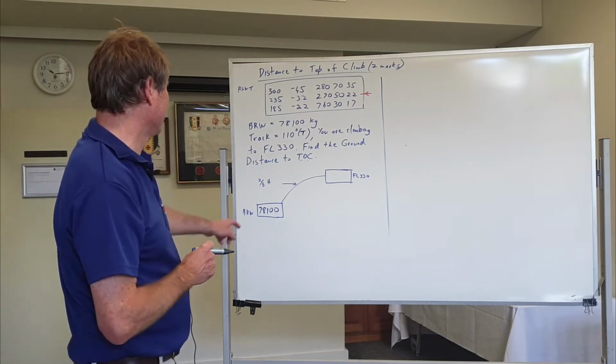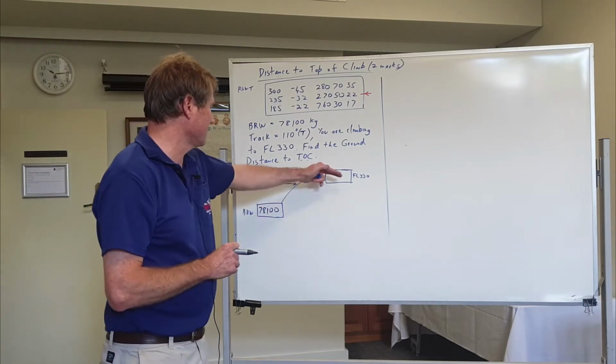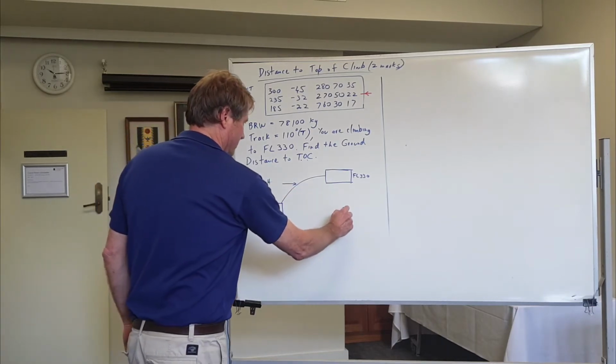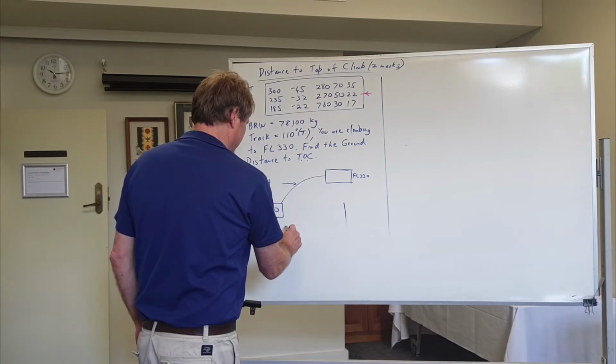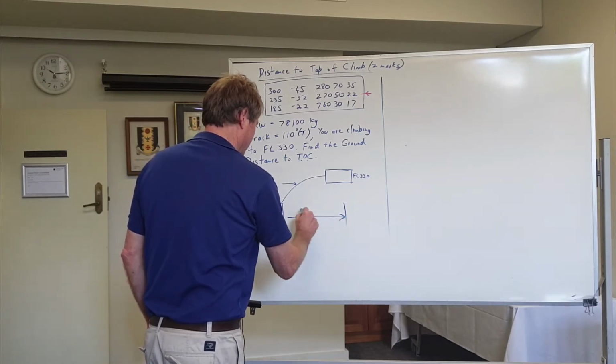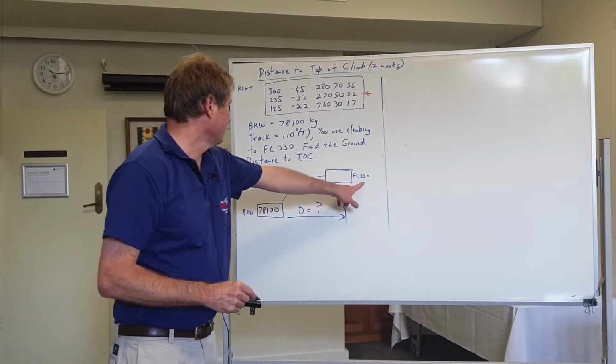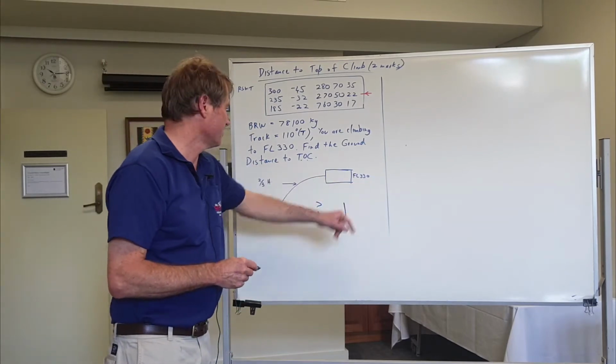Okay, so we've got a brakes release weight, and basically we're just going to calculate what's the distance, how far. The question is how far are we going to travel, what's this distance here over the ground before we get to flight level 330.